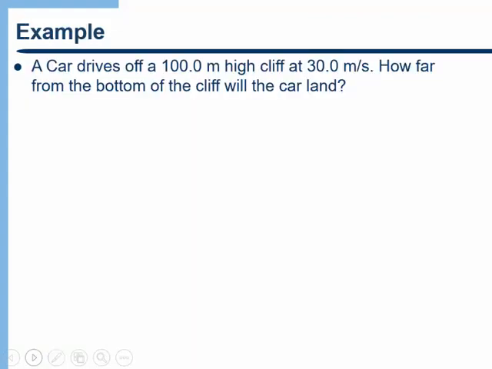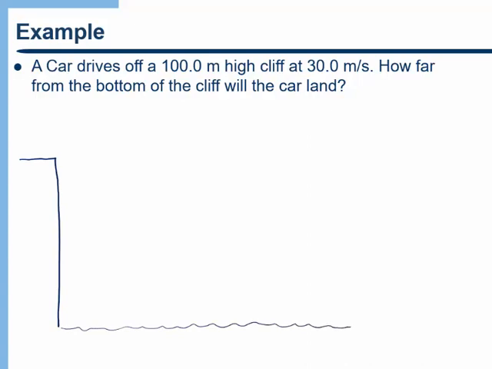Let's do an example to see how we use these equations. One of the things that I want you to notice about the equations is the only variable that shows up in both the x direction and the y direction is t, the time. And so time is the go-between between the two components. This problem says a car drives off a 100-meter high cliff at 30 meters per second. How far from the bottom of the cliff will the car land? Just like in one-dimensional motion problems, we always want to draw a picture. And we're going to make this problem a little bit more humane. We'll make this water. We'll let our car and driver survive.